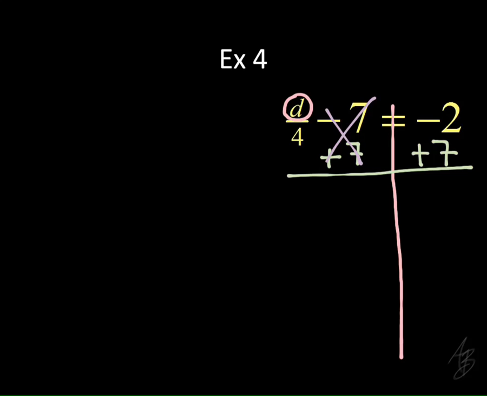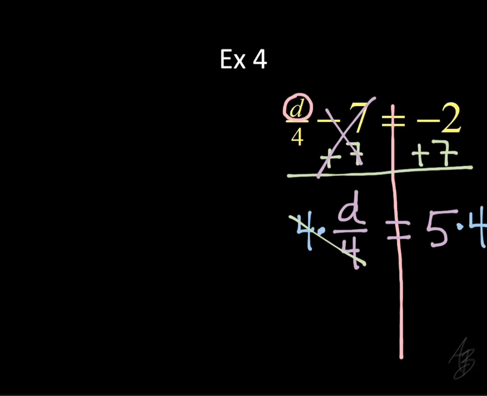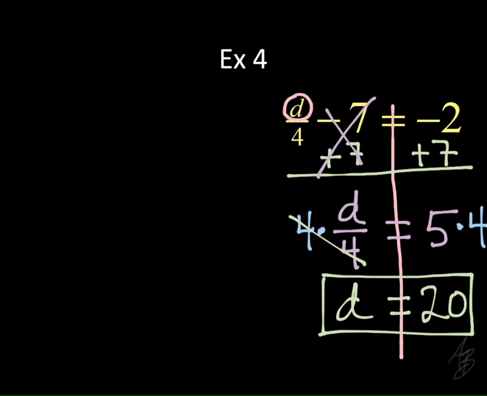And on the left side, those 7's are going to cancel, and what's left over there? d divided by 4 equals negative 2 plus 7 is... Okay? Then what? I still have to get the d by itself. Got to get rid of that 4 by multiplying. So multiply by 4 on both sides. 4's cancel on the left. What's left over there? And on the right? Any questions about that?